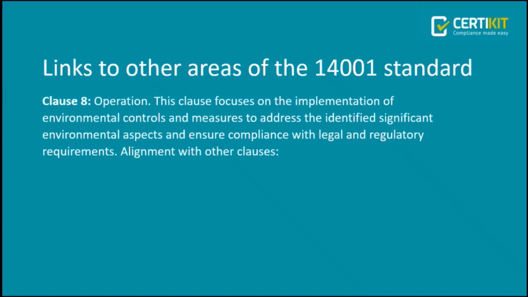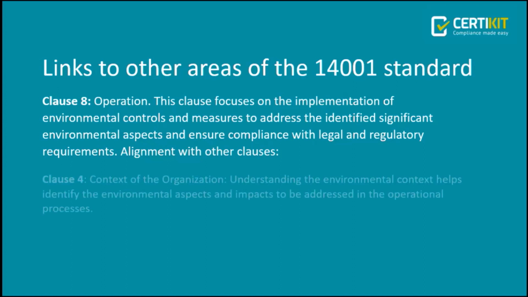And looking at the links to the other clauses within the standard. So operations focuses on the implementation of environmental controls and measures to identify significant environmental aspects and ensure compliance with legal and regulatory requirements, Environmental Act, and things like that. The alignment to the other clauses. So clause 4, context of the organisation. Just understanding the environmental context helps to identify the environmental aspects and impacts to be addressed. So clause 4.1 and 4.2 again, so you're looking at your internal and external issues and your interested parties.